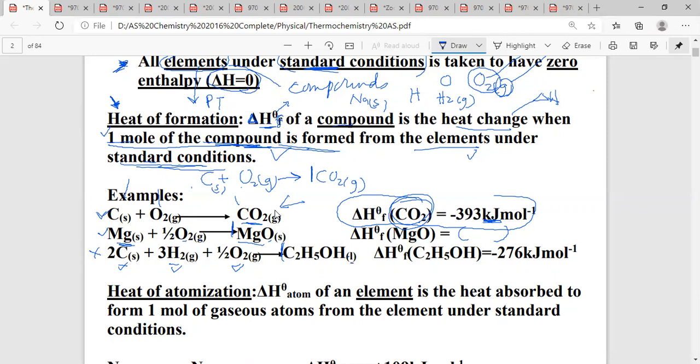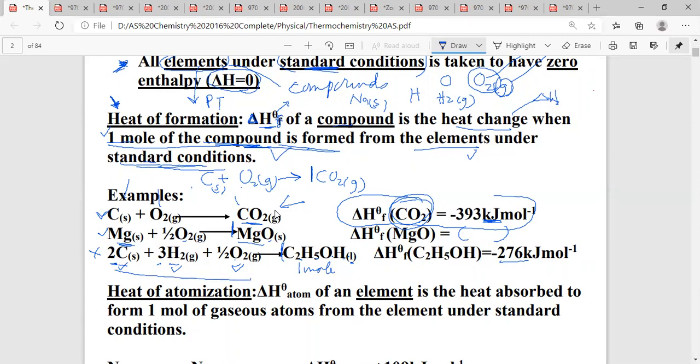A liquid here, and this is the value. So you balance again: 2 carbon here, put 2 here. 6 hydrogen here, put 3 here. 1 oxygen, half here. So this always has to be 1 mole. Here it doesn't matter; the balanced equation has to follow from this.